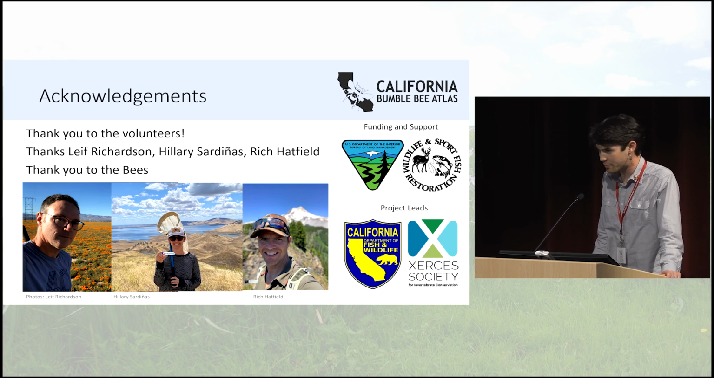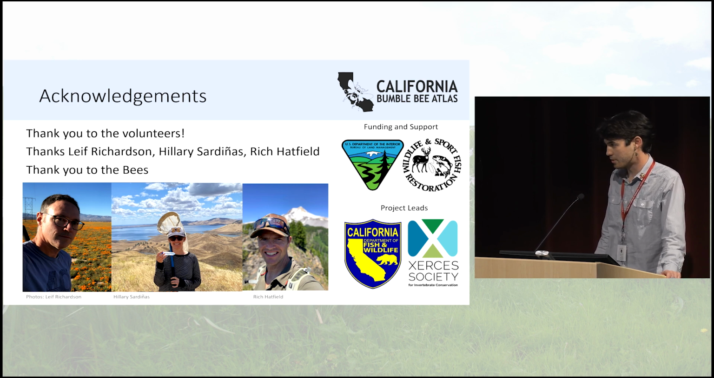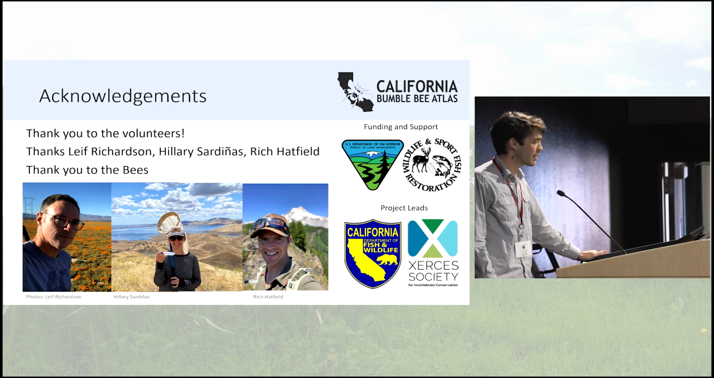On the left is Leif Richardson. He is a conservation biologist with the Xerces Society. He is also the main lead for the California Bumblebee Atlas. In the middle is Hilary Sardinas. She's the pollinator coordinator over at CDFW, and she's my former boss. And then on the right is Rich Hatfield. He is a senior conservation biologist with the Xerces Society as well, and he is the main lead for all bumblebee atlases across the US.